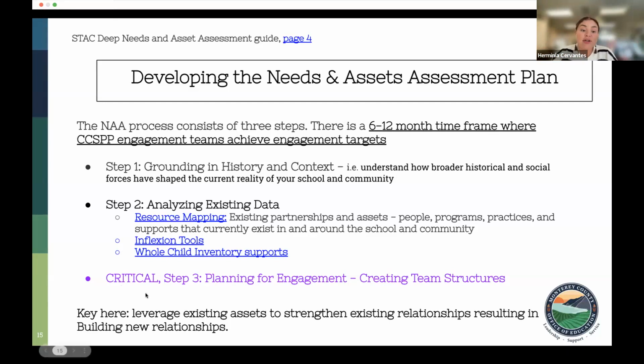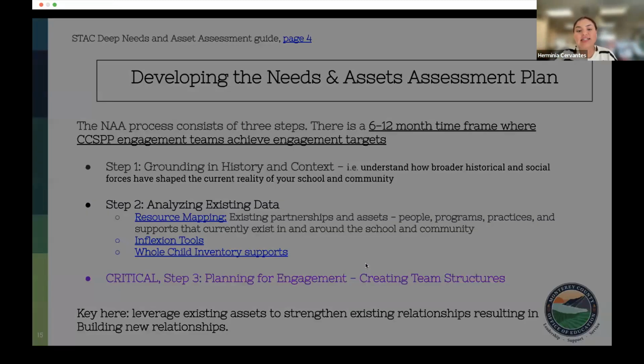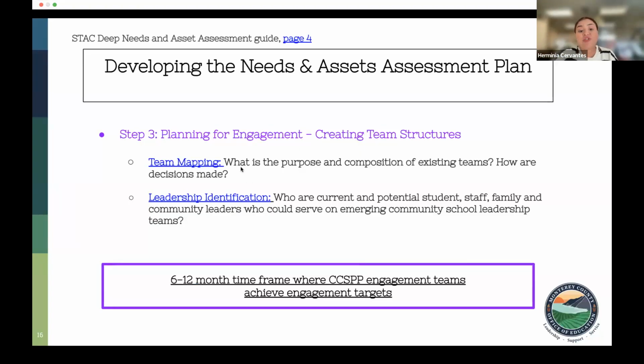And next is step number 3, really planning and creating structures that are going to support us in getting that 75 to 100%. And here we're going to see how that can be done. For example, we could do team mapping and really see what is the purpose and composition of existing teams.